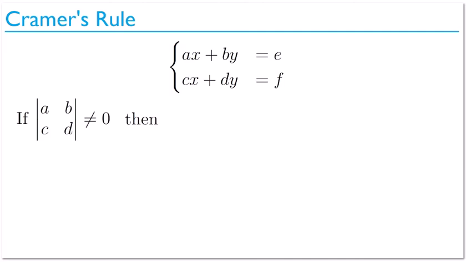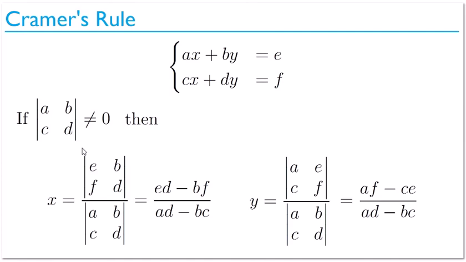Cramer's rule is a method of solving systems of linear equations that uses the concept of determinant. Let's start with systems of two linear equations. That is, we have two variables x and y. The rule is, if the determinant of the matrix A, B, C, D, that is the coefficient matrix of this system, is not 0, then the system has a unique solution given by this.